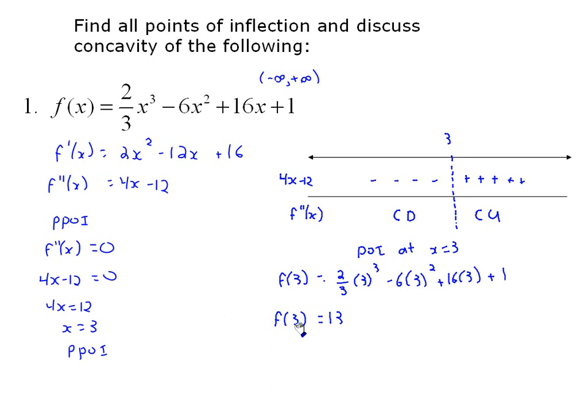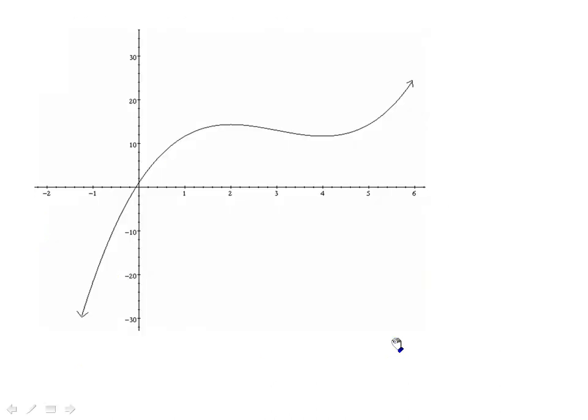That's correct. So the point of inflection is at (3, 13). So let's take a look at the graph and see if we can make any sense out of this one. As I said, points of inflection are harder to note by inspection. It does take a trained eye.